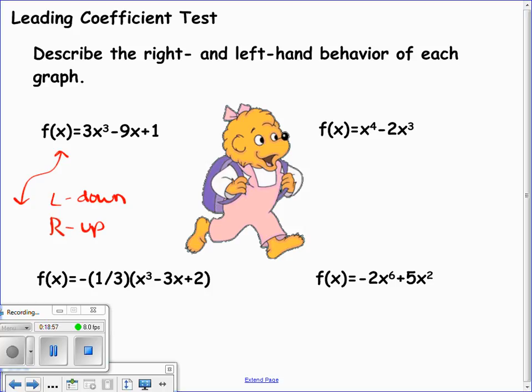So what about the next one? X to the fourth minus 2x cubed. Your exponent is even, so you're either smiling or frowning. Which one's this doing? Smiling, because the number in front's positive. So left is going up, right, also up.